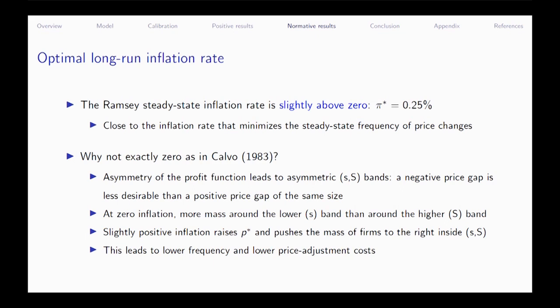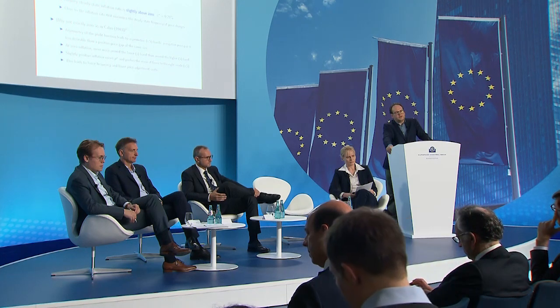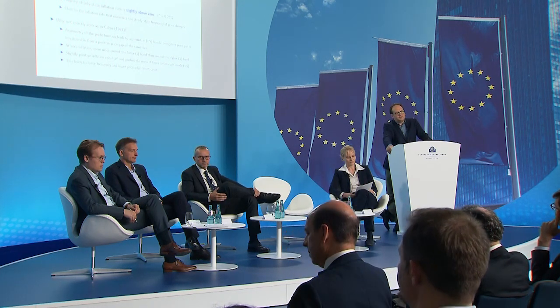Why is it not exactly zero as in the textbook Calvo model? Well, there is an asymmetry of the profit function, which leads to asymmetric sS bands. And in particular, a negative price gap is less desirable than a positive price gap of the same size. This means that at zero inflation, there is more mass of firms or prices around the lower s band than around the higher S band. And slightly positive inflation actually erodes the optimal price and pushes the mass of firms to the right, back inside the sS band. This leads to lower frequency and lower price adjustment costs.